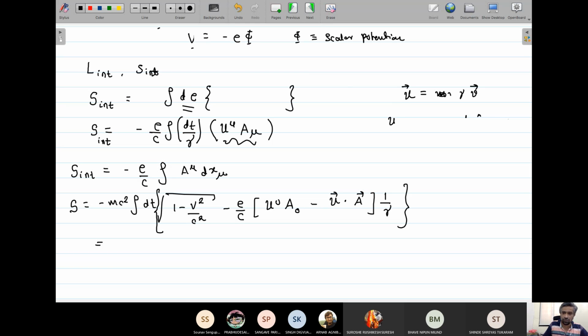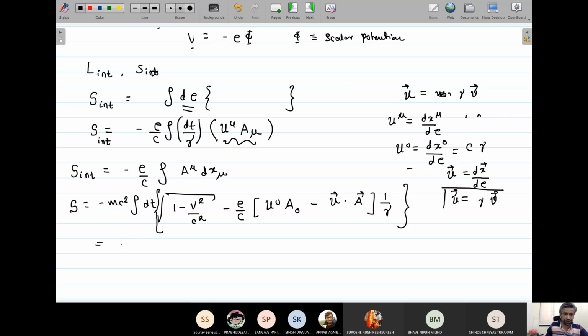Okay. u^μ is equal to dx^μ by dτ. So u^0 is dx^0 by dτ, that is c dt by dτ. dt by dτ is gamma. So c gamma is u^0, and vector u is d vector x by dτ, but that you can write as gamma dx by dt, that is v. Okay. Clear? Now substitute this and this here.